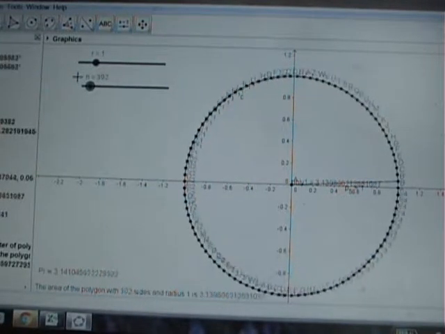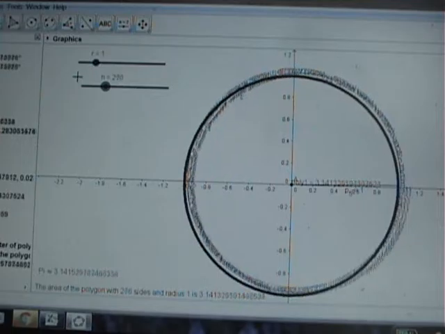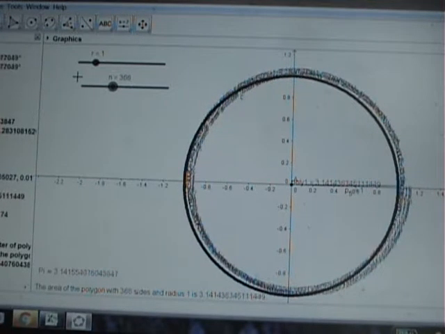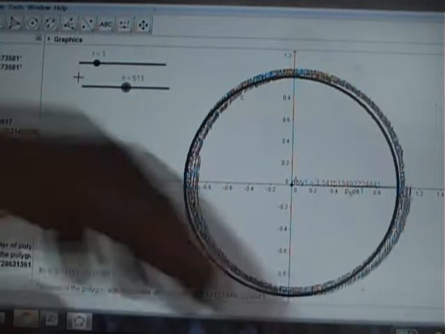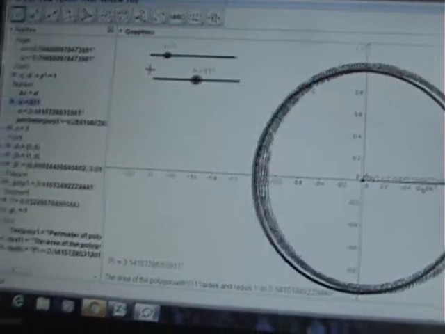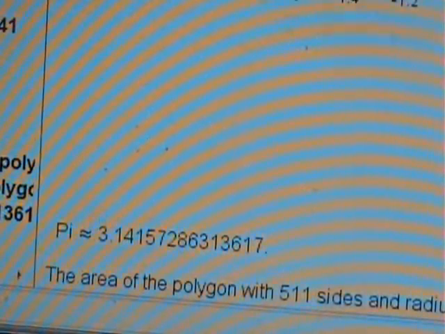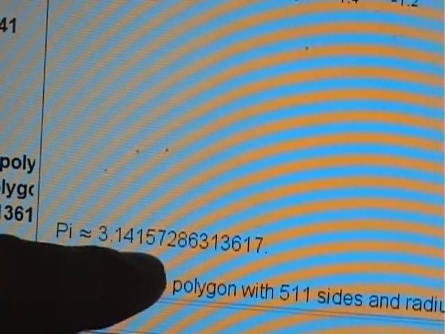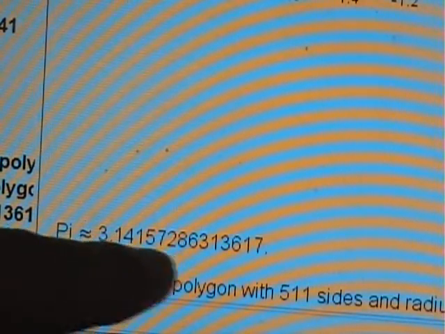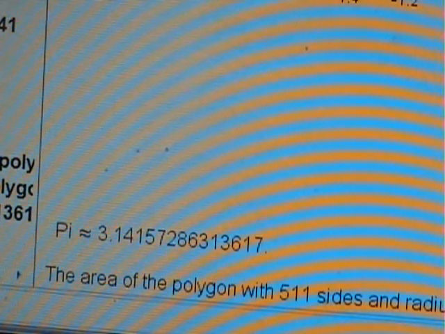Now I set this up for us to just keep going, and I didn't want to lock up the computer, so I didn't do too many sides. I figured that if I did too many, the software would probably freeze on me. But I want you to pay attention to something as I increase these numbers, and let's zoom in on that. As the number of sides increase, currently we're at 511, we're very, very close. This should be 3.14159. Well, we're at 3.14157.